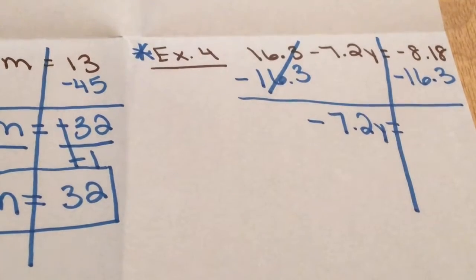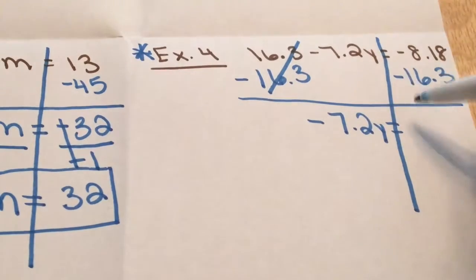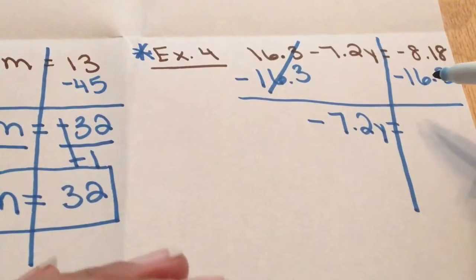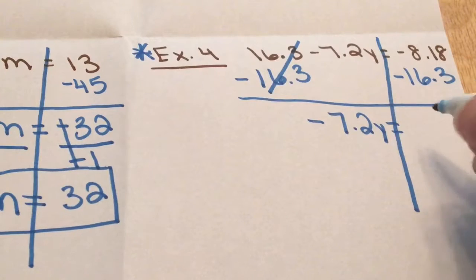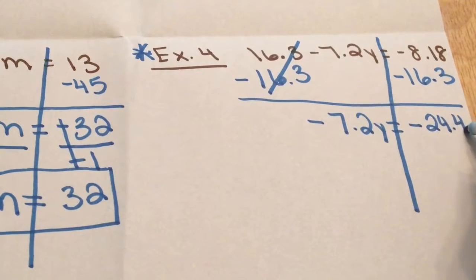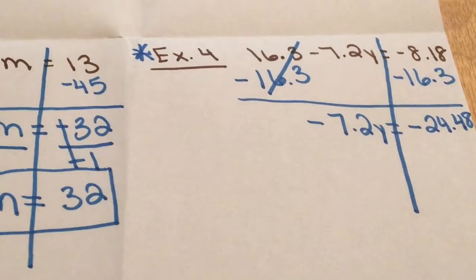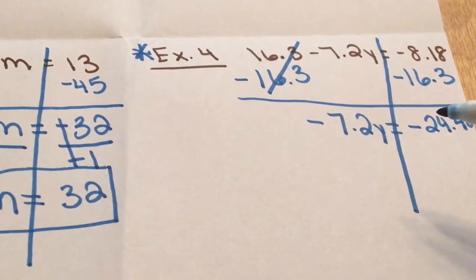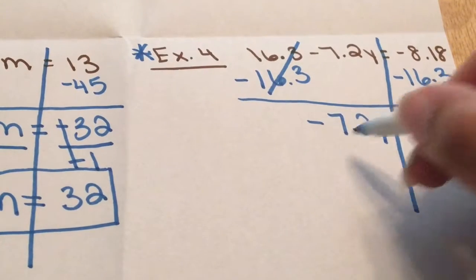And then negative 8.18 and negative 16.3, remember our integer rules. When the signs are the same, we add the two numbers together and keep the sign. So it's going to be a negative, and it will be 24.48, which I'm trying to squeeze in right there, and I made it. Okay, our last step, since we have no more like terms to collect, is to divide both sides by negative 7.2.